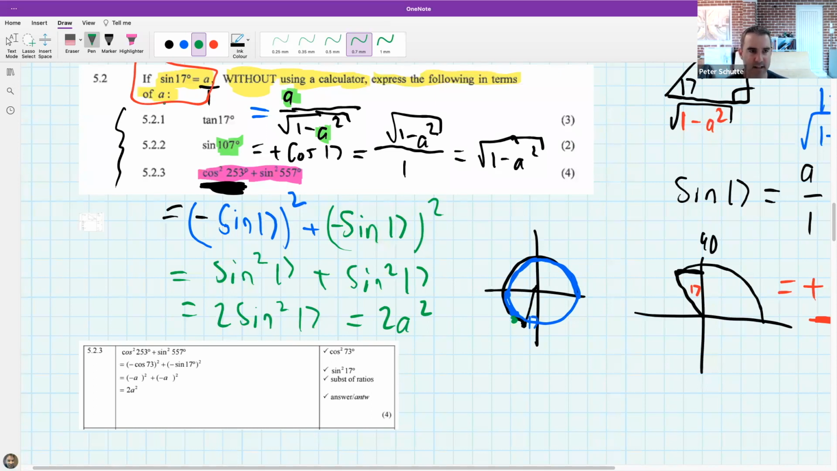So what have I done in summary? I took cos squared 253. In the model answers, they went to the nearest horizontal, which gives you that, not a problem. I went to the nearest vertical, and I got the sine minus sine 17 squared. In the second one, I went to the nearest horizontal, and I got that. When you square something, the negative goes away. And then you've got 2 of exactly the same things, so that's why there's a 2. And then the last thing to ask yourself is, what is the sine of 17? It's just a.